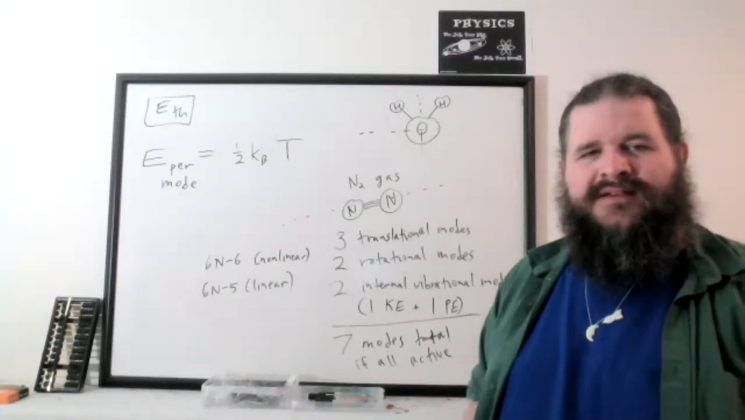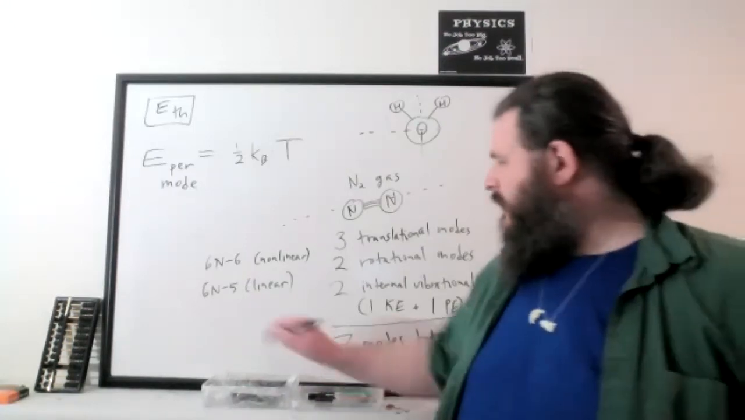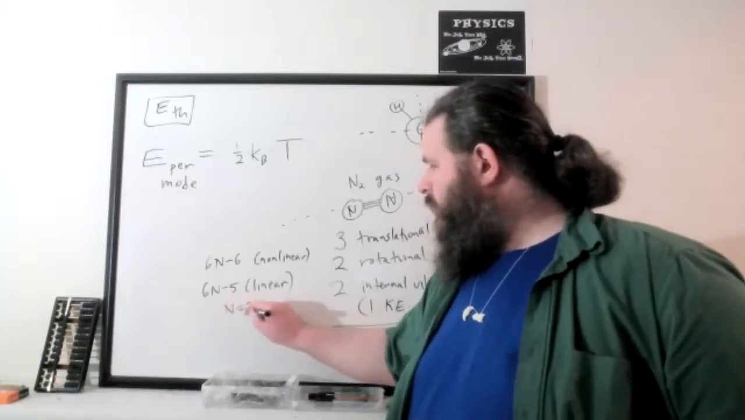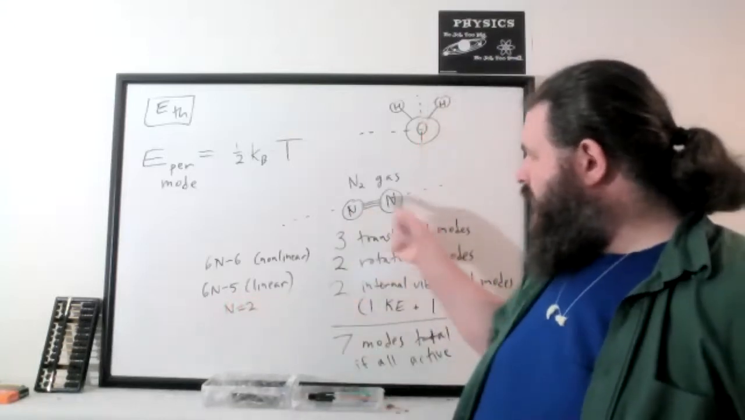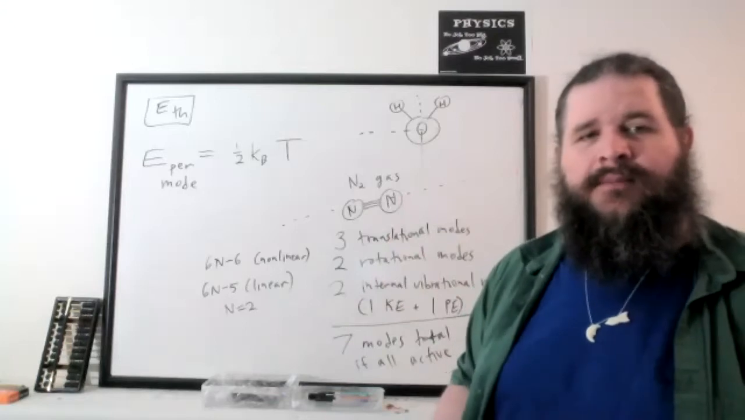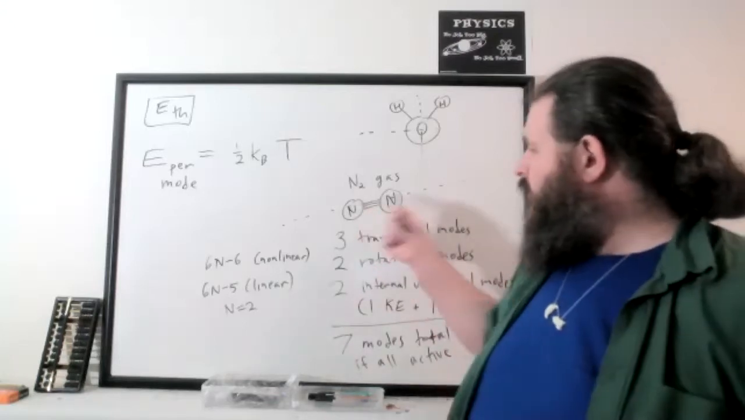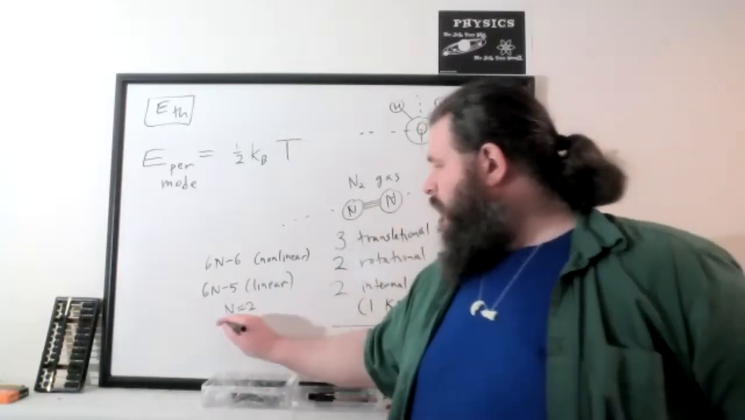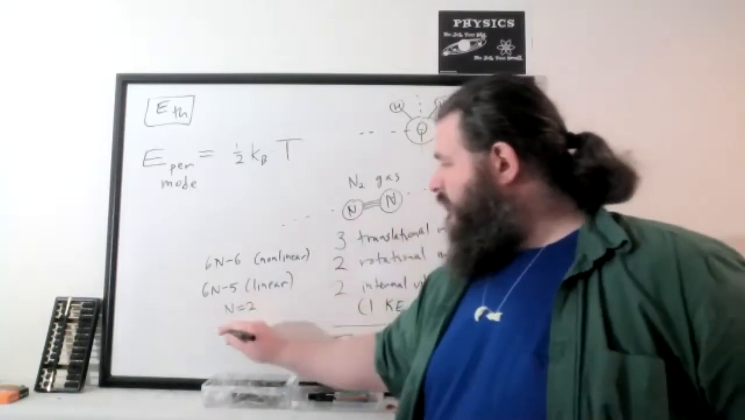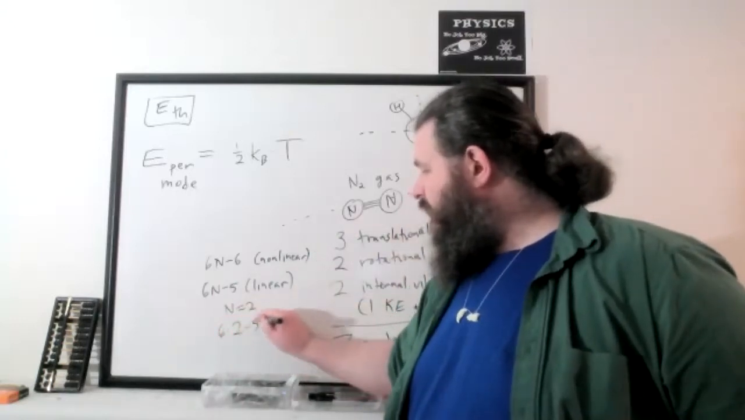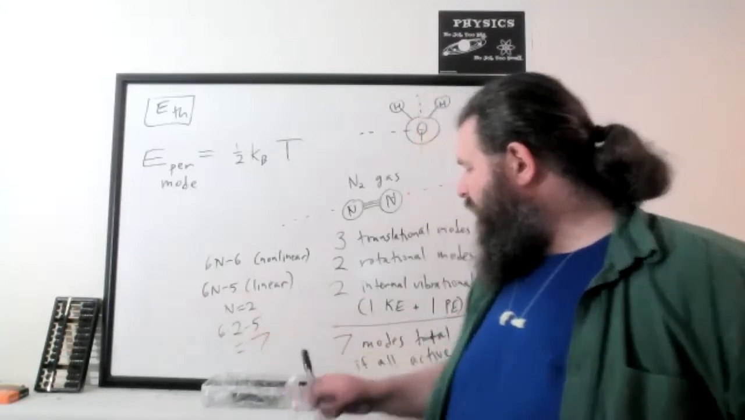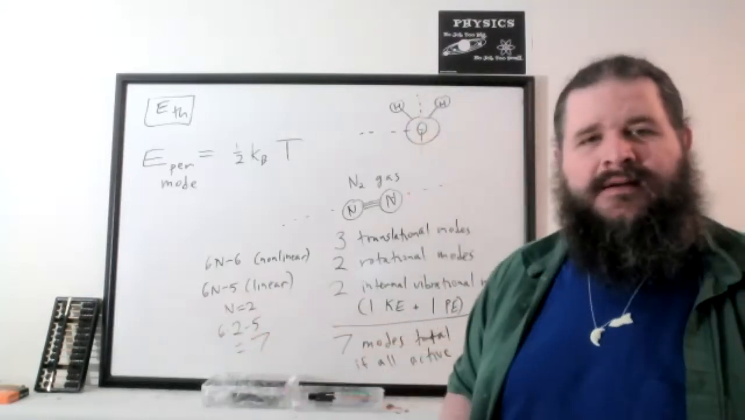What does n represent? Yeah, n is 2, because n just represents the number of atoms in the molecule. This is a diatomic molecule, 2 atoms, so n is 2. And this is linear in shape, so we use 6n-5. 6 times 2 minus 5, 12 minus 5 is 7, which matches up with what we predicted here.